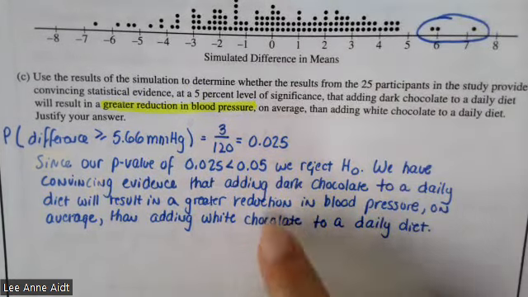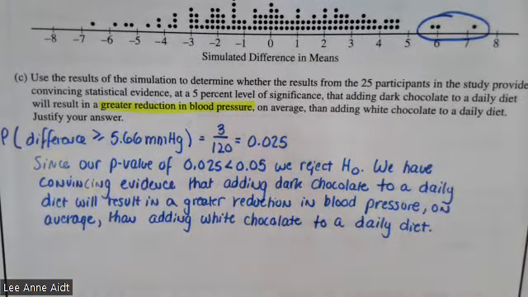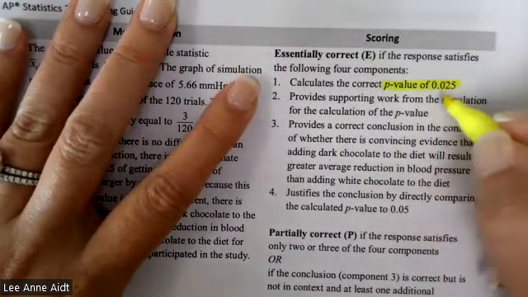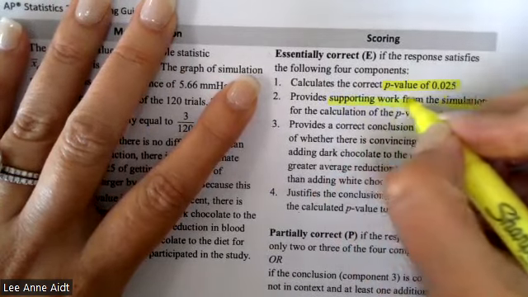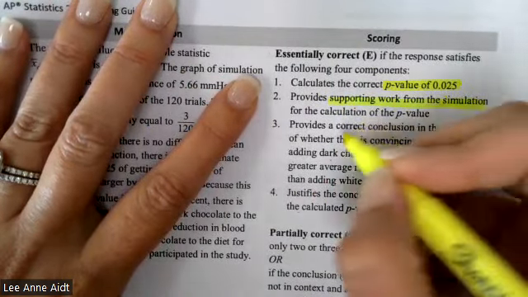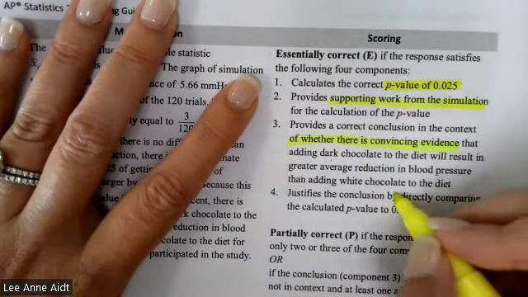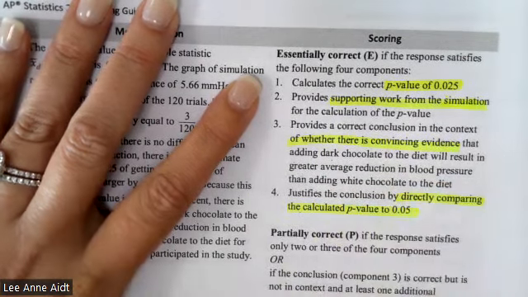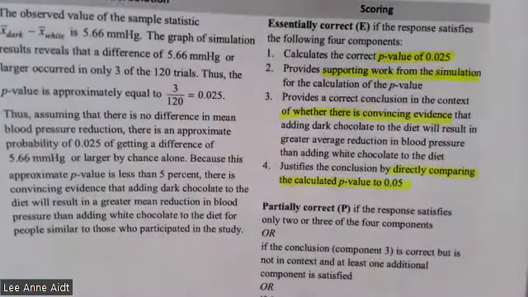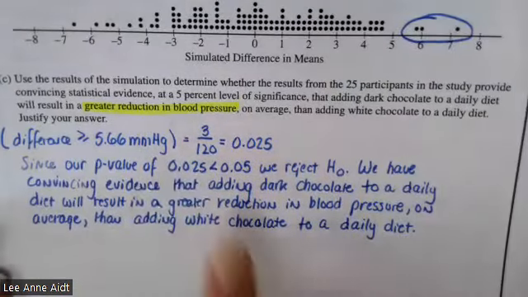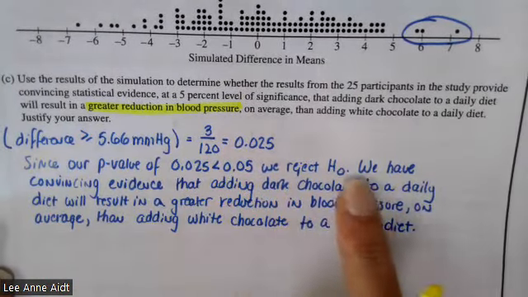And then I just wrote the conclusion sentence that we always write. So you have to calculate the p-value. You have to provide supporting work from the simulation. That was my circle, I believe. Then a correct conclusion of whether there's convincing evidence. There is convincing evidence in this one. And then directly comparing the calculated p-value to 0.05. So here's mine: since our p-value is less than 0.05, we reject the null hypothesis.